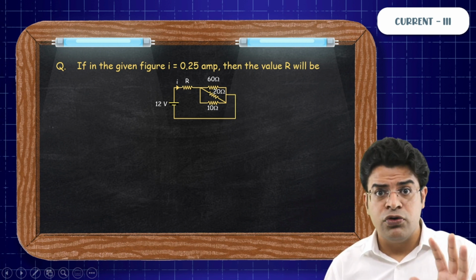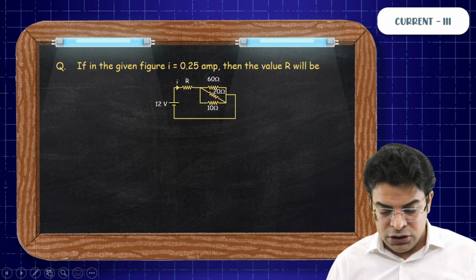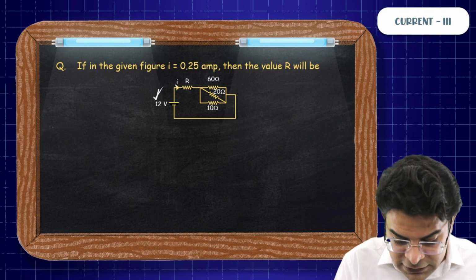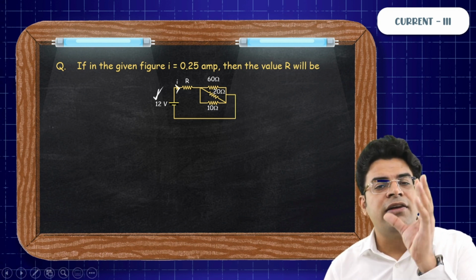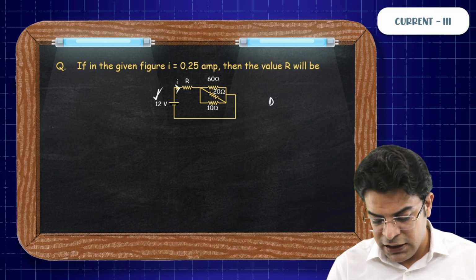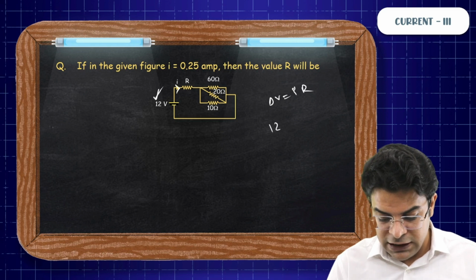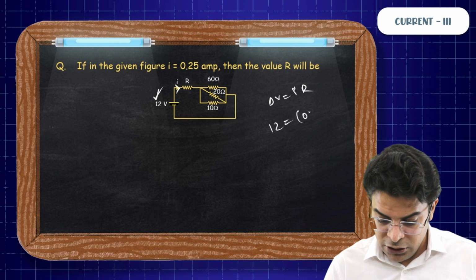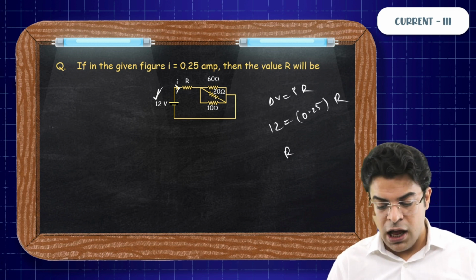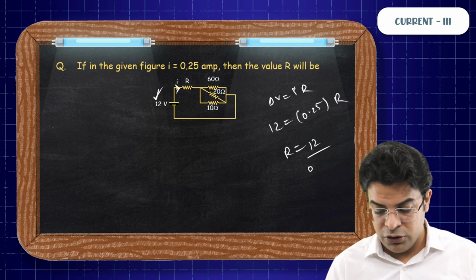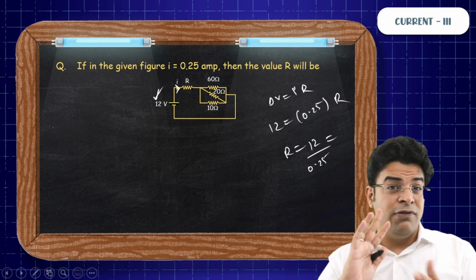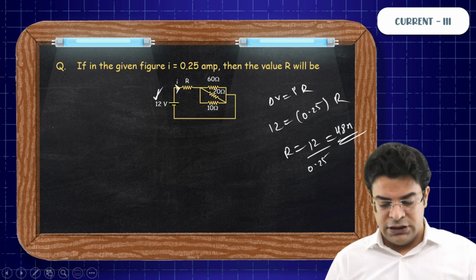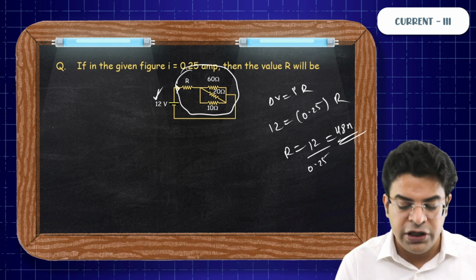And these types of questions are very basic questions. So if you know the EMF of the driving cell and you know what is the main current, you know what is the effective resistance of the circuit. So from delta V equals IR, you will say that 12 equals 0.25 into R, or R comes out to be 12 upon 0.25, which is as good as 12 into 4, so that gives you 48 ohm. So the equivalent resistance of this whole circuit has to be 48 ohm.